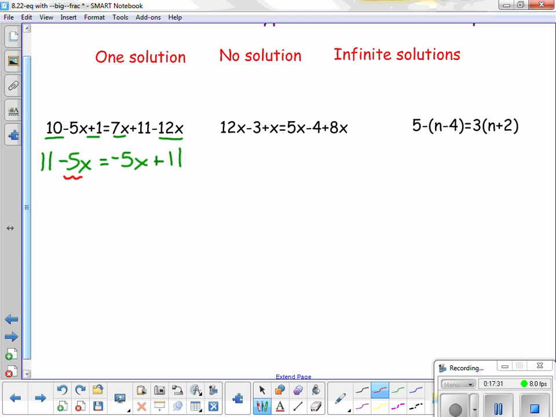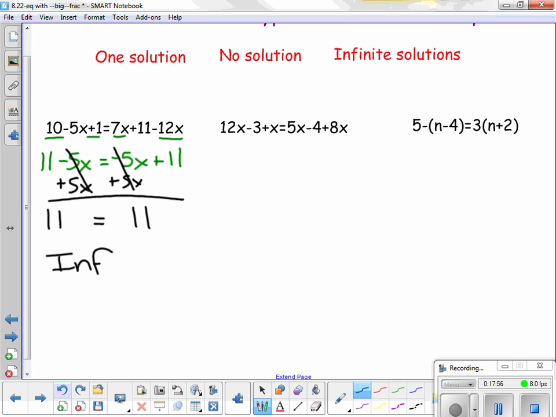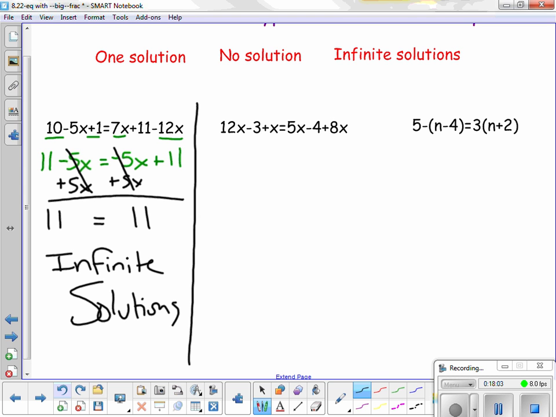Okay, then I want to move the smallest variable to the other side. Well, both of them are negative 5, so it doesn't matter which one I move. So since it's negative 5, I'm going to add 5x to both sides. Bring down the 11. Negative 5 and positive 5 cancel, equals. Negative 5 and positive 5 cancel, bring down the 11. Well, I have 11 equals 11. So we know that that is infinite solutions. Okay, so that went to there.